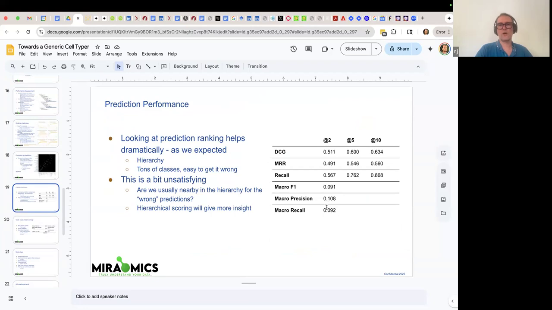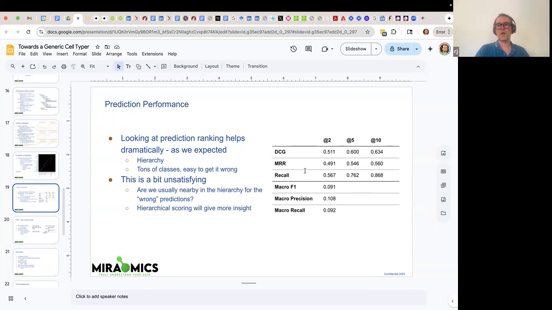And precision and recall are equally bad, right? The reason is that even if I'm correctly predicting but I'm in the wrong place in the hierarchy, then I'm still mispredicting. And so these are ranking metrics that are traditionally used in information retrieval.